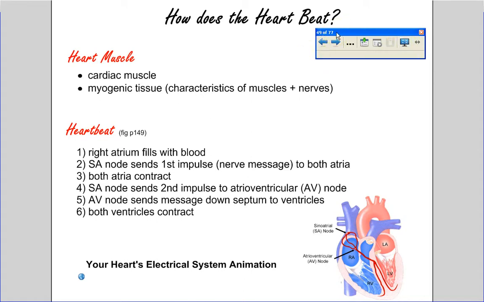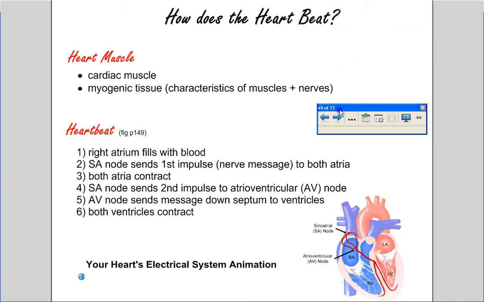Okay, so your heart is a muscle. It is made of what we call cardiac muscle, which is really special. It is a type of tissue that's myogenic, so it has both characteristics of muscles and of nerves.